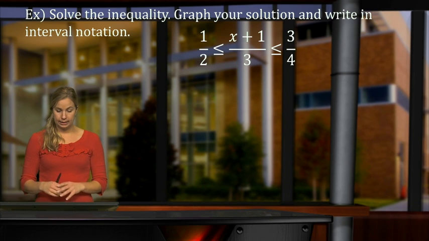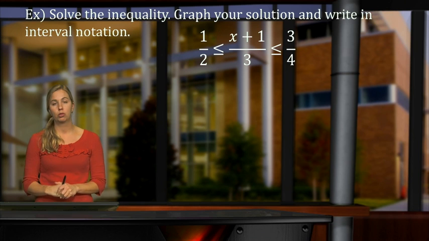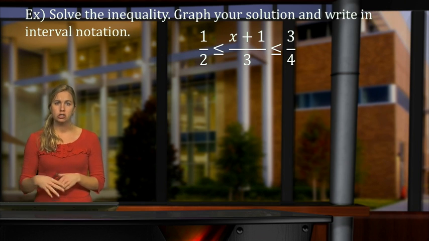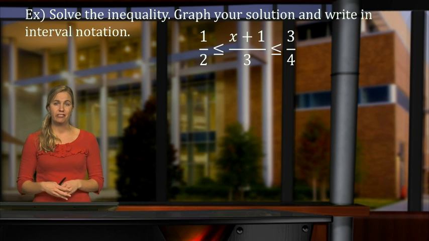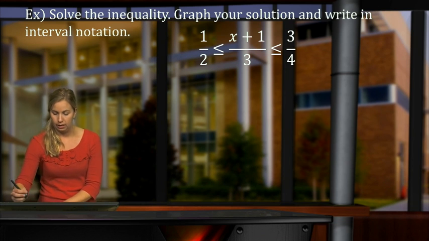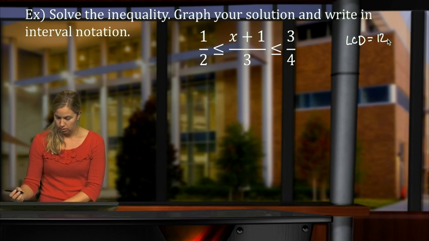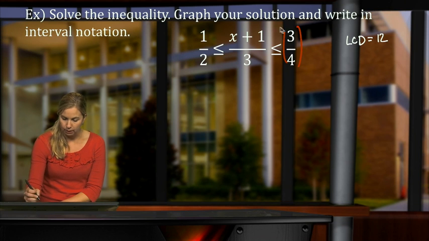One half x plus 1 third is less than or equal to 3/4. When we have an inequality or an equation with fractions, we want to start by clearing the fractions by multiplying through by our LCD. Our LCD is going to be 12. So I'm going to multiply everything by 12.